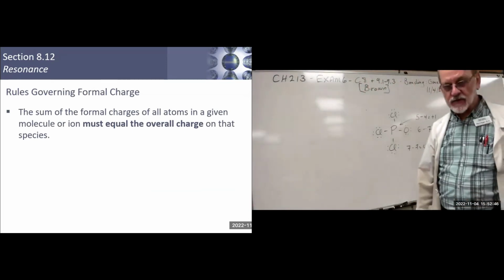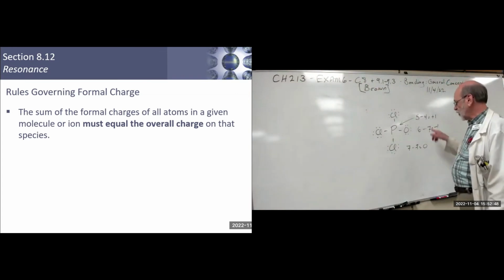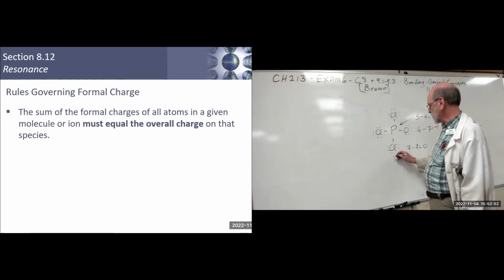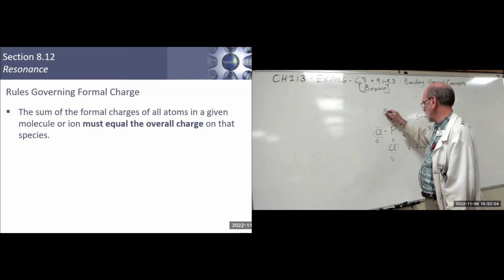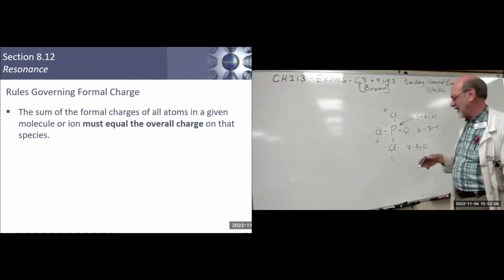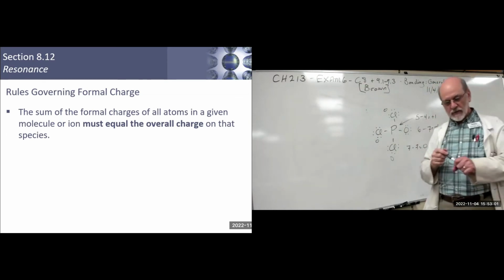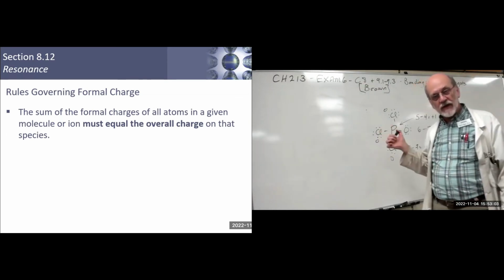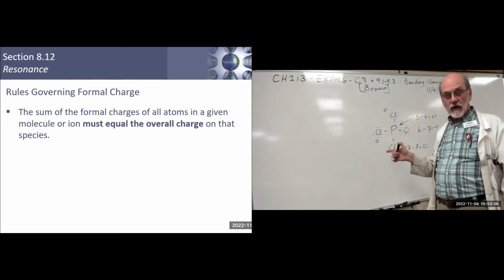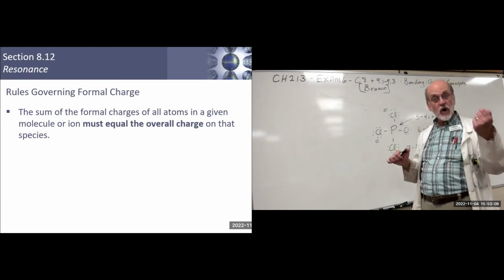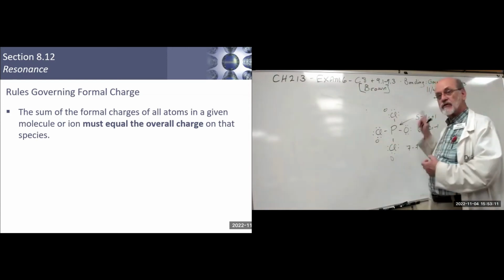One thing that has to be true, when you add up these formal charges: these are all going to be 0, 0, 0, 0. So 0, 0, 0 is 0. And plus 1 and minus 1 together equals 0. If it's a neutral molecule, they've got to add to 0. If it's a polyatomic like that nitrate with a charge, then they have to add up to the charge.